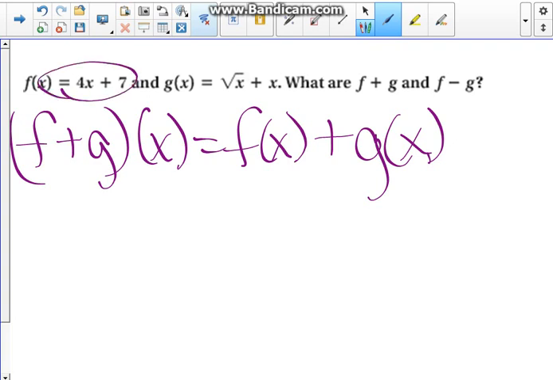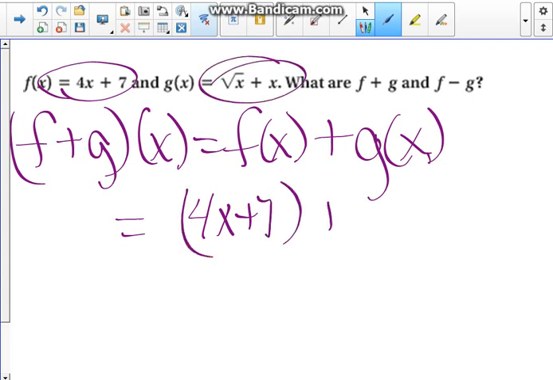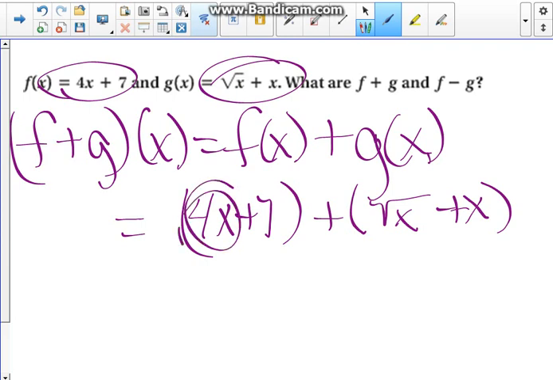And we know f of x here is 4x plus 7. And g of x is equal to radical x plus x. All right, and here there's nothing to do but add all these individual terms. So I'm going to look for like terms, and we have a 4x and an x. So adding those, it's going to be a 5x.